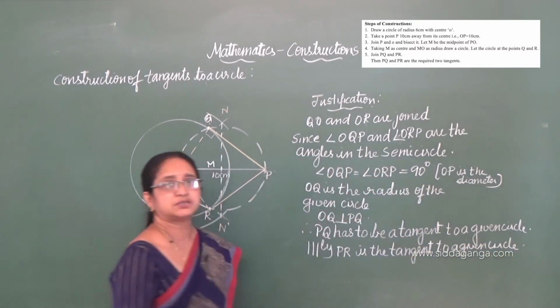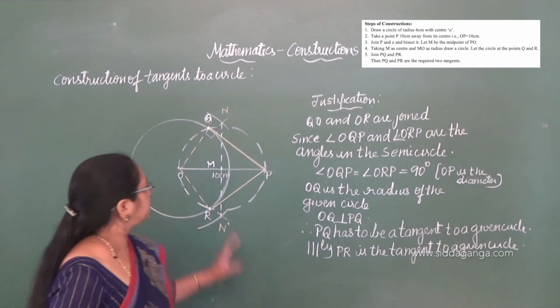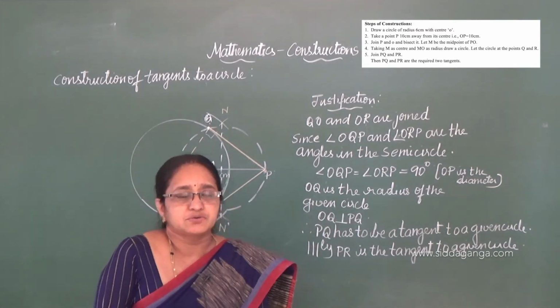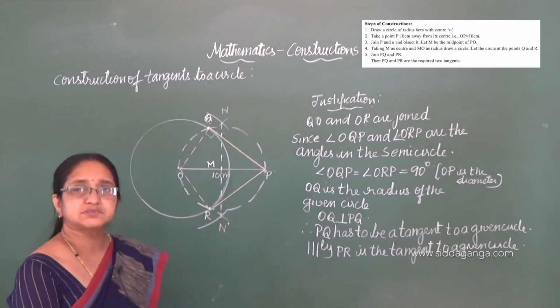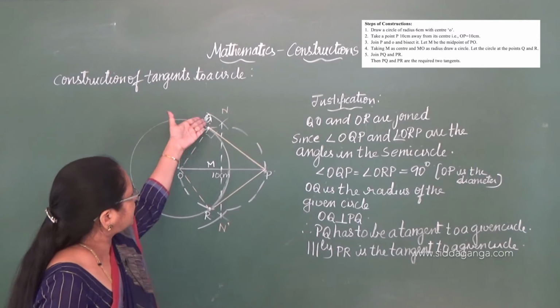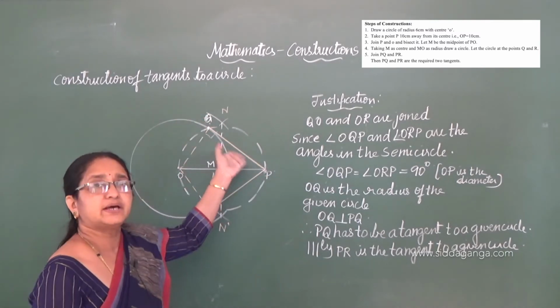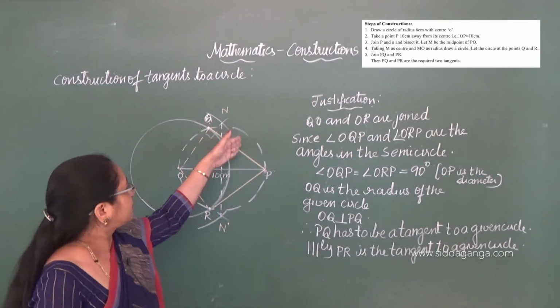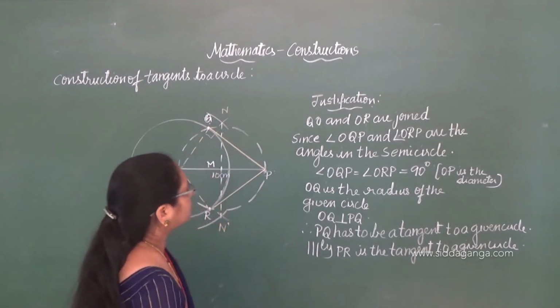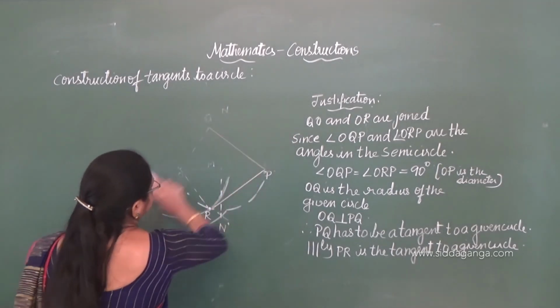Understood? I hope you understood this is a very simple problem and the justification is common for all. So, the same thing you have to do for all the sums, that is you can join and you can show that the radius of a circle and the line drawn are perpendicular. So, definitely this line will be a tangent to the circle. Okay, let me do the next one.